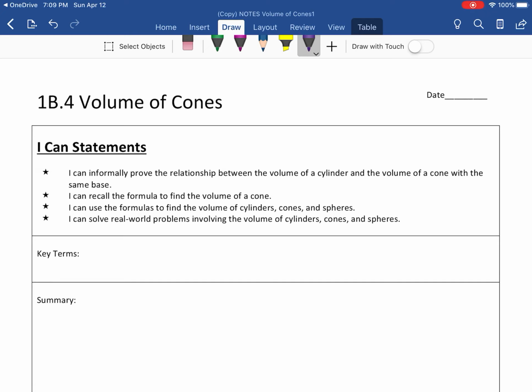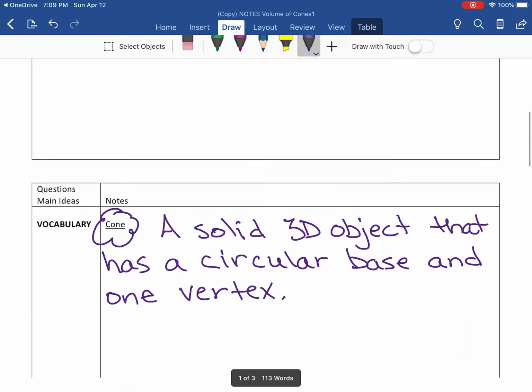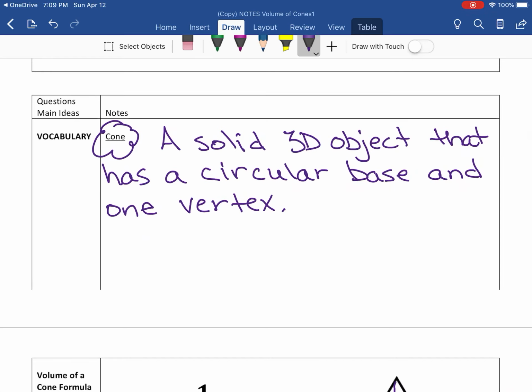All right, today we're going to be talking about volume of cones. Now, we just finished up volume of cylinders. So hopefully you all got your worksheet and your assessment submitted for last week. Now, this week we're going to be talking about volume of a cone. So the one vocab that we have for today is obviously cone.